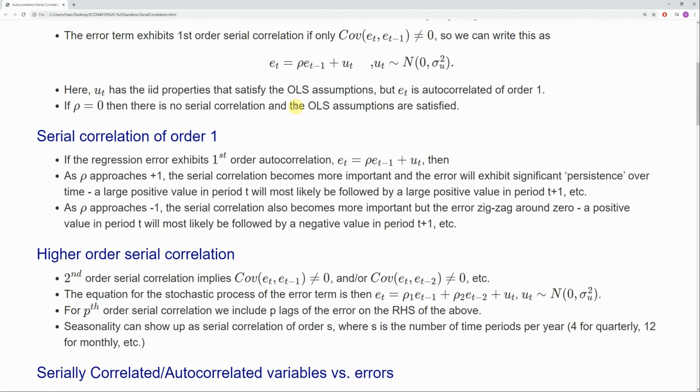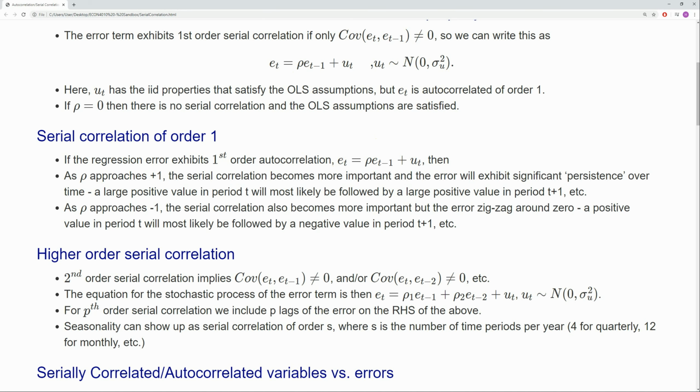On the other hand, if we can't reject the hypothesis that rho is equal to 0, then we cannot reject no autocorrelation as the null hypothesis, so we fail to reject no autocorrelation, and we are fine. But if we reject the no autocorrelation null, that means there is evidence for autocorrelation.